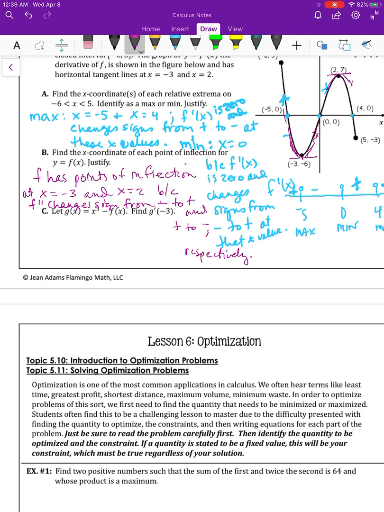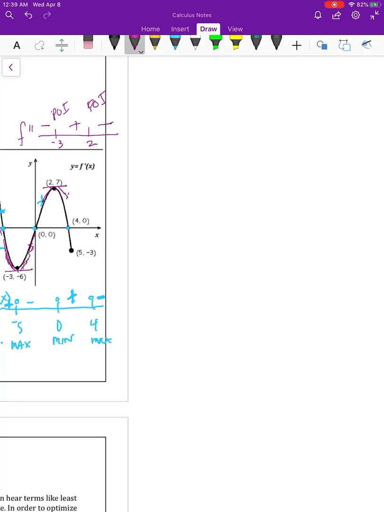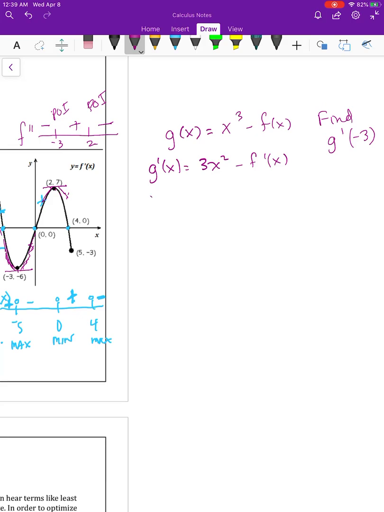And then part C, let g of x equal x cubed minus f of x. Find g prime of -3. Okay, so what I'm going to do is I'm going to move over here because I have just been doing a terrible job of showing my work and giving you space. But this is what they just gave us. g of x equals x cubed minus f of x, and they want us to find g prime of -3. Okay, so if I was going to find g prime of x, it would be 3x squared minus f prime of x. And so if I was going to find g prime of -3, I'm just putting a -3 in wherever I see an x.